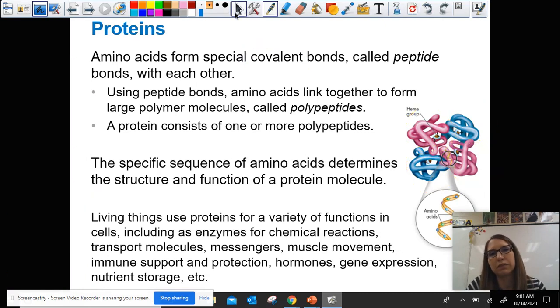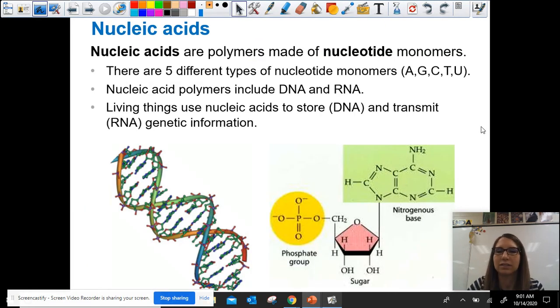The last group we have to talk about is nucleic acids, and I only have 1 slide for these because we spend a lot of time on these later in the year. When we talk about DNA and RNA and genes and transcription, translation, we don't need to do any of that right now. All that we're going to do is talk about the basic chemical properties of these. What are the monomers? What are the polymers? And what is their function?